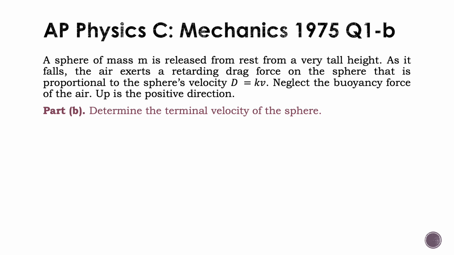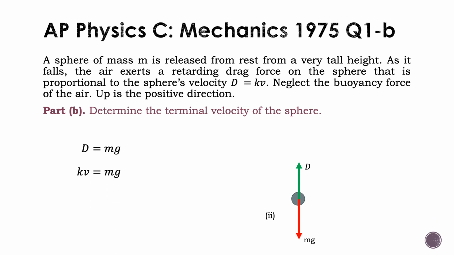Now part B asks you to determine the terminal velocity of the sphere. Well, to do that, we have to look at the second free body diagram that we drew. You have to know that when it reaches the terminal velocity, all that means is that the drag has equaled the weight. And so I can apply Newton's first law. The object's moving at a constant velocity, therefore the drag equals the weight.